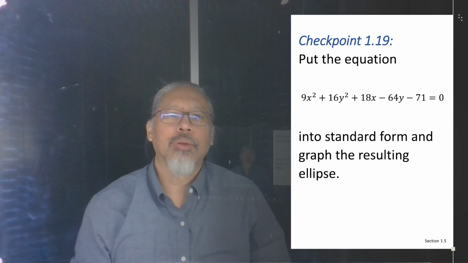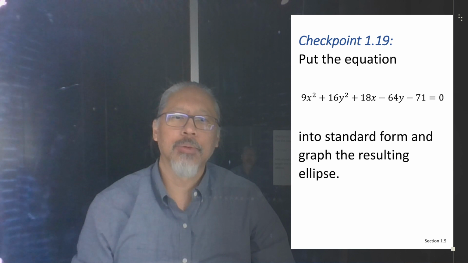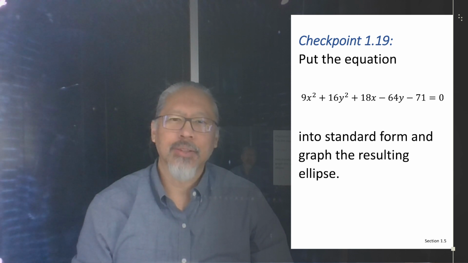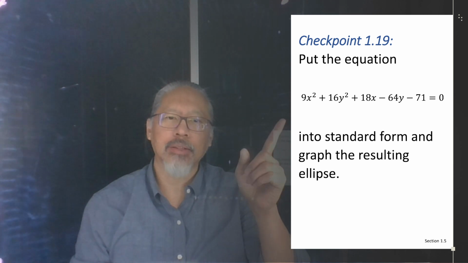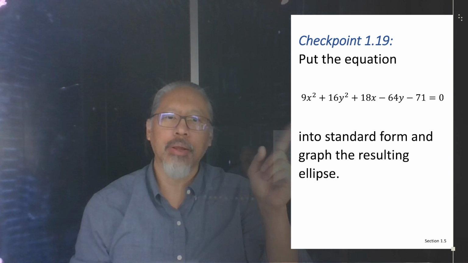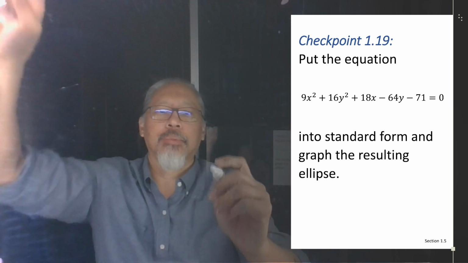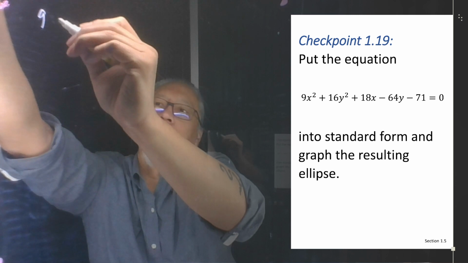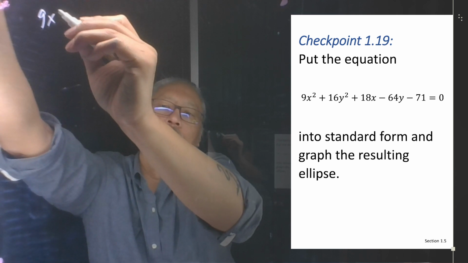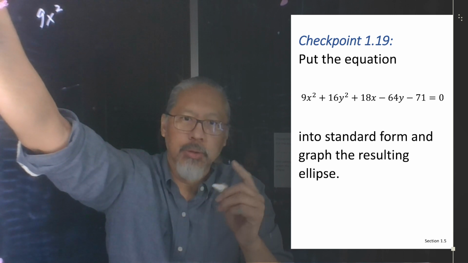This is checkpoint 1.19. They want us to put this equation in standard form, and we know that this is actually an ellipse because the x's and y's are both squared and they both have the same sign. So this is going to be an ellipse. Let me rewrite this ellipse into a form where we can complete the square.